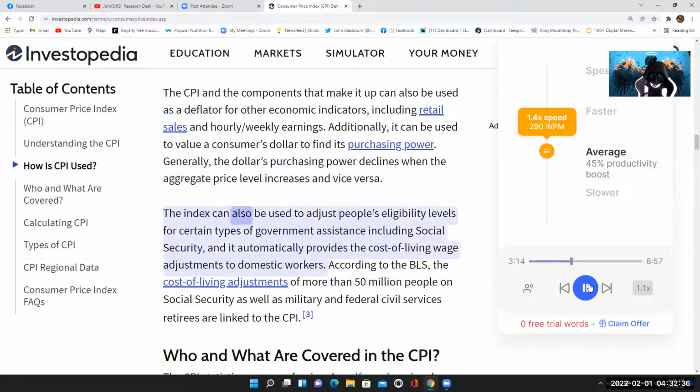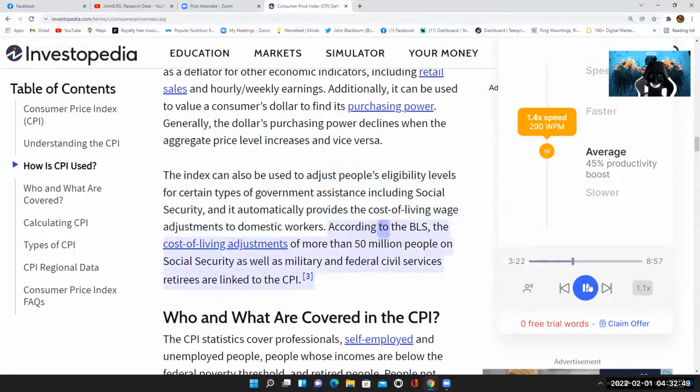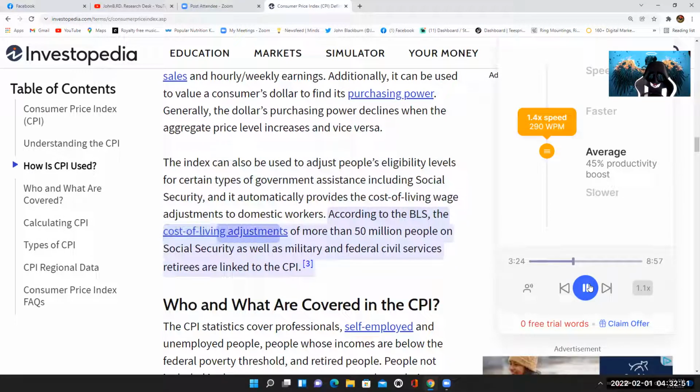The index can also be used to adjust people's eligibility levels for certain types of government assistance including Social Security, and it automatically provides the cost of living wage adjustments to domestic workers. According to the BLS, the cost of living adjustments of more than 50 million people on Social Security as well as military and federal civil services retirees are linked to the CPI.